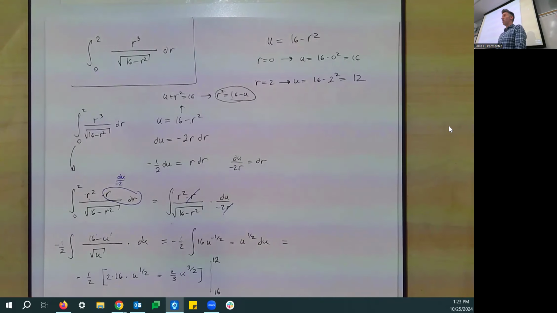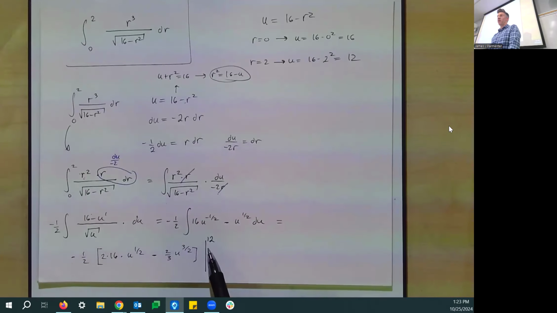Or if you really, really wanted to, although I don't usually recommend doing this, you could interchange these and make that a positive 1/2. If you change the order, it just changes the sign. That'd be perfectly fine to do, not really necessary. And this one's going to be kind of gross because 12 is not a number you can take the square root of nicely.